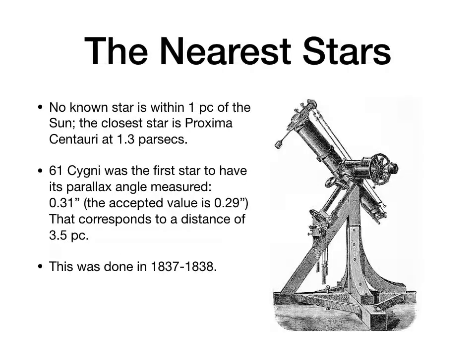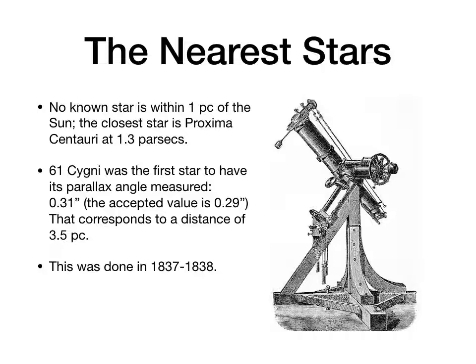So let's talk a little bit about what we've learned about the nearest stars. No known star is within 1 parsec of the Sun. The closest star to Earth is called Proxima Centauri. It's about 1.3 parsecs away. Now, Proxima Centauri is not visible from the northern hemisphere and not visible without a telescope. It's a very little faint star. It orbits two other stars, Alpha Centauri A and Alpha Centauri B, which are visible from the southern hemisphere.